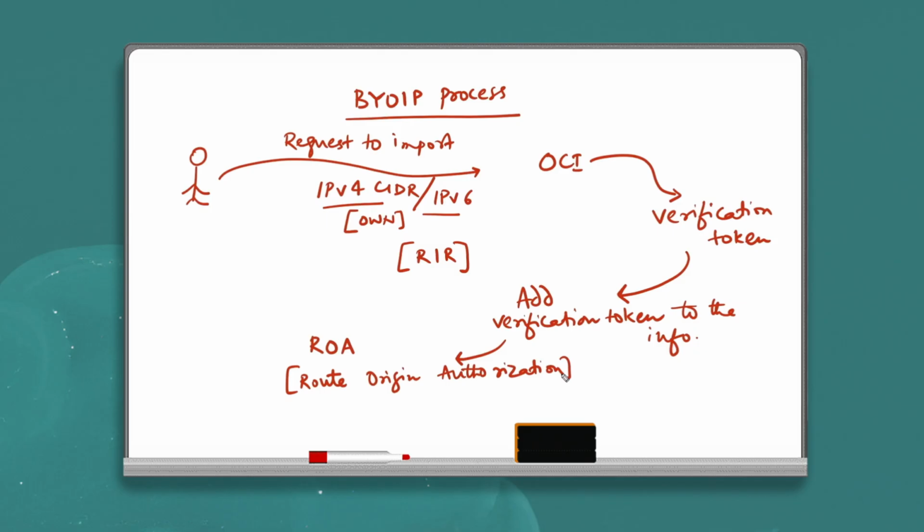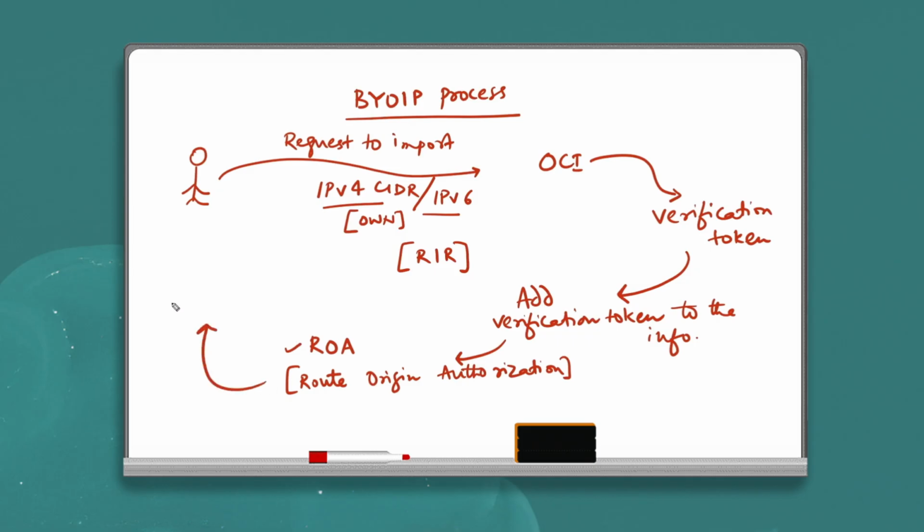What is the significance of this route origin authorization? If you don't create a route origin authorization, what can happen? As a part of route origin authorization, you provide the Oracle BGP ASN for the commercial cloud to the regional internet registry. And this ROA allows Oracle to advertise the bring your own IP CIDR block. So this is a pretty important step.